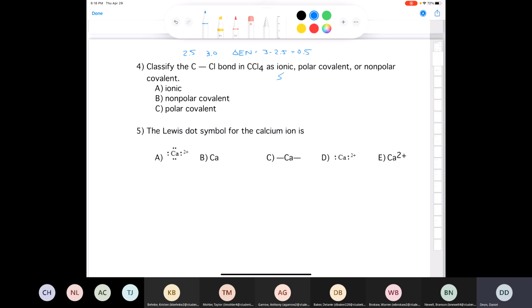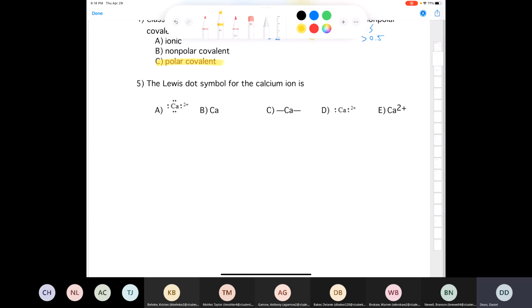What was the cutoff? When we had a difference in electronegativity greater than 2, we considered that to be ionic. Nonpolar covalent bonds were those with electronegativity differences less than 0.5. But if I had a difference in electronegativity in the range of 0.5 to 2.0, then that is considered polar covalent. So since polar covalent starts at 0.5, this bond is polar covalent.